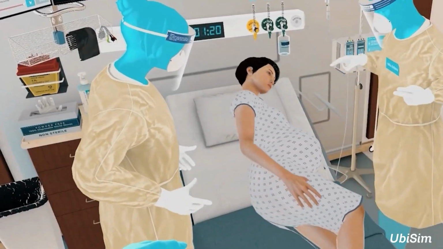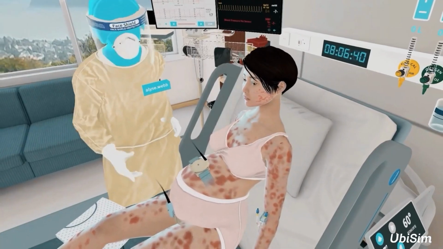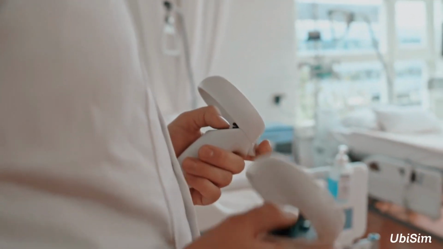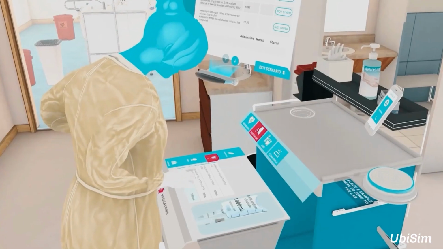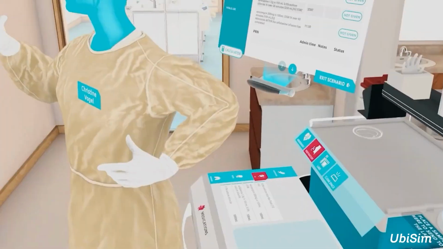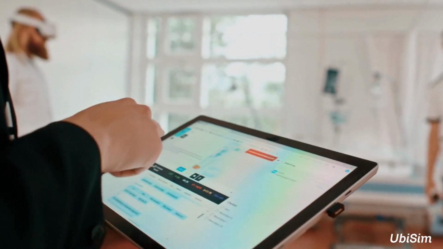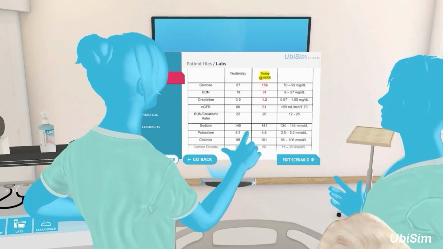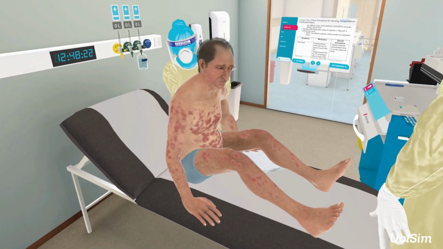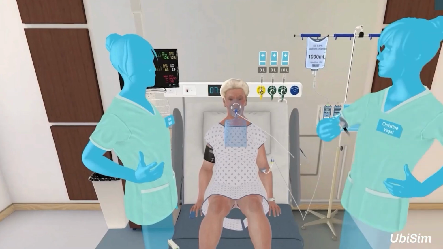What is VR simulation? Virtual reality simulation uses immersive technology. Think headsets and hand controllers that let learners step into lifelike clinical scenarios. They can practice essential skills, respond in real time to changing patient conditions, and make mistakes in a safe, low-stress environment. No real patients or mannequins required.